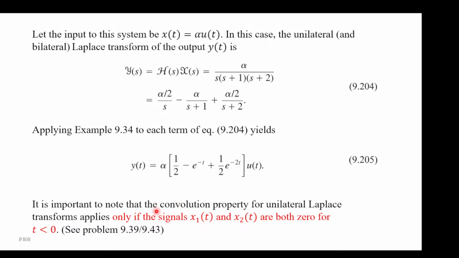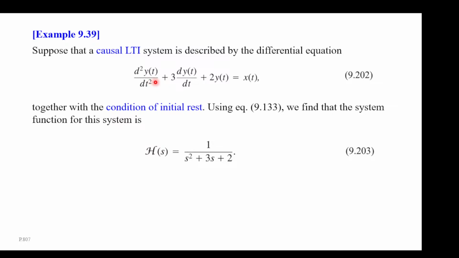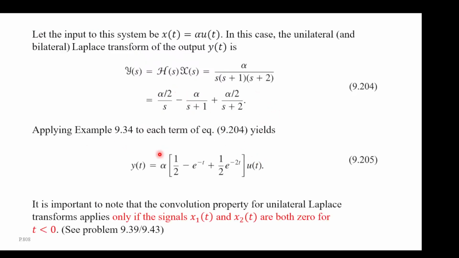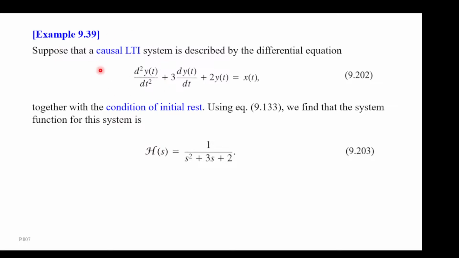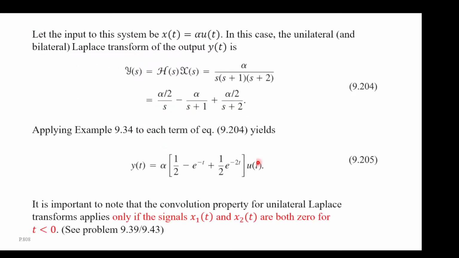But we need to remember that this convolution property only works when both x1 of t and x2 of t are 0 for t less than 0. Okay, and we have some textbook problems that show you how things are different when some of them don't satisfy this condition. And you see that this all makes sense because when they are both 0 for t less than 0, it means they're causal, and it means that you pick the ROC being the rightmost ROC, and when you do the bilateral Laplace transform and you know it's a causal system, you also pick the ROC being the rightmost ROC.